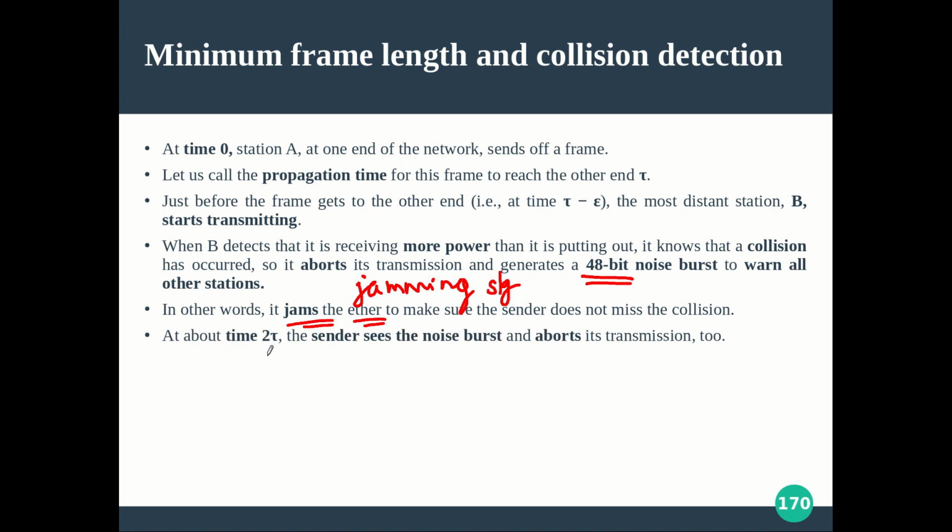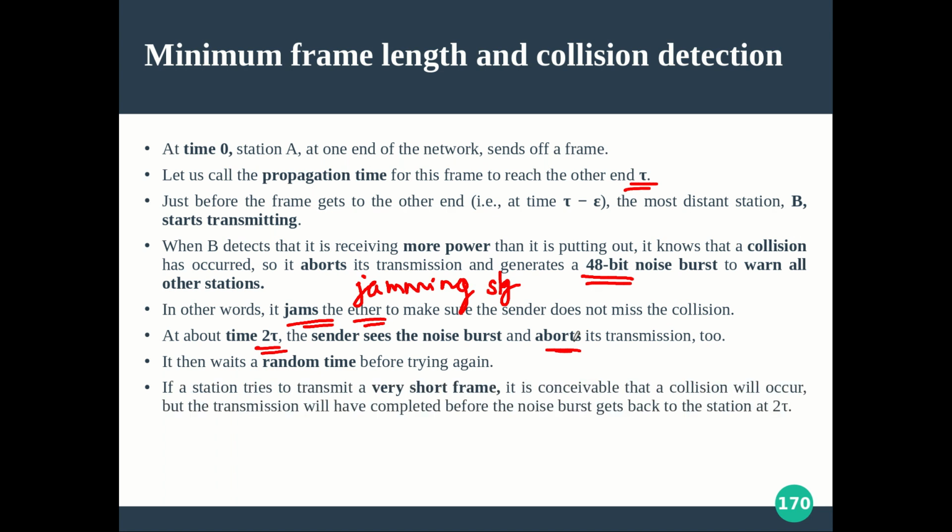And this will come back by a time of 2 tau, because tau is for actual propagation of the original frame, and another tau for the jamming signal or the noise burst to come back to the sender. So by this time the sender sees that noise burst, and it also aborts transmission. So after aborting, it will wait for a random amount of time, and after that it will try again.